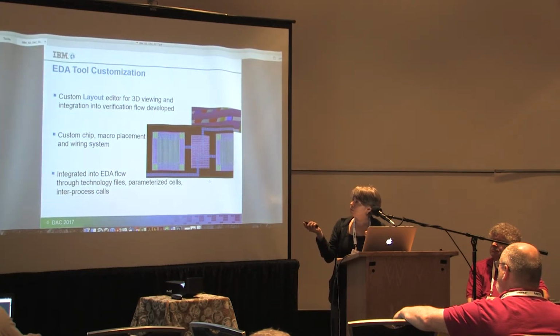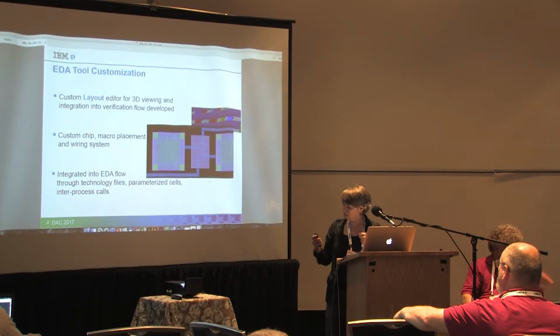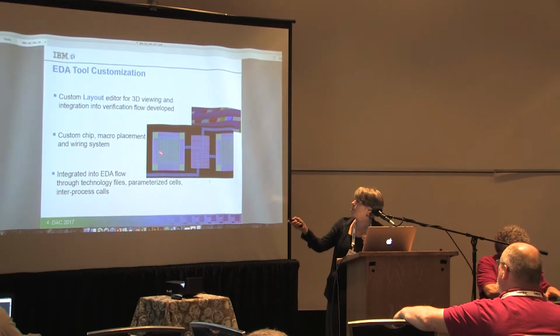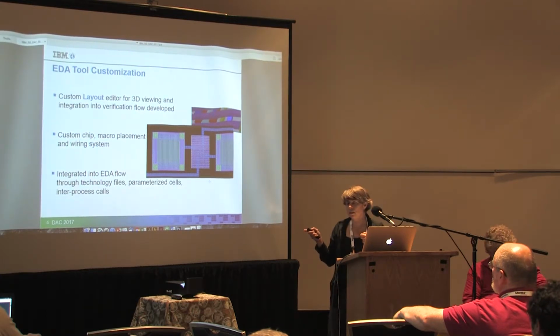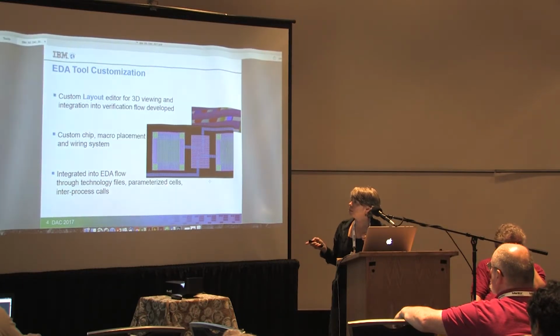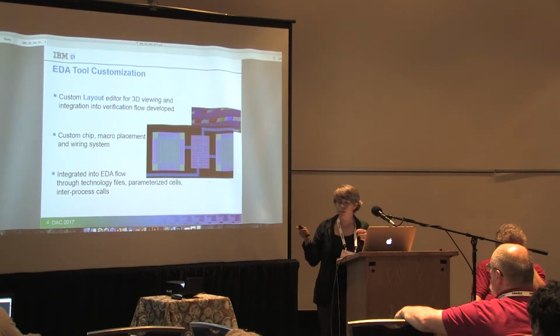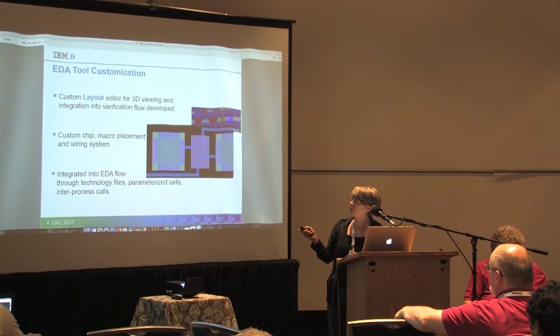We also have this macro placement and wiring system. So these are the pads. Here are the pads here, and this is the macro for our test chip where we're testing the different devices that we're putting in new device architectures, and then there's an automatic wiring up to the pads. We have integrated EDA flow, and we have to make specialized technology files, parameter cells, and interprocess calls into our custom tools.